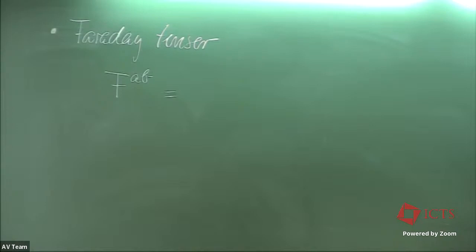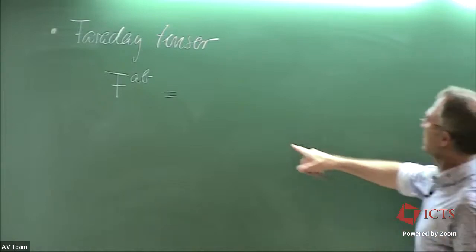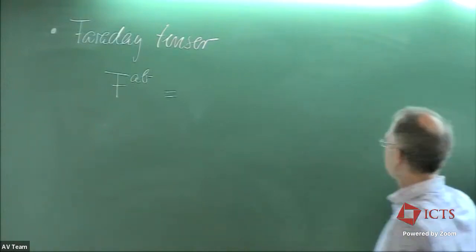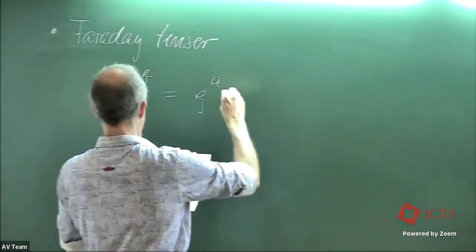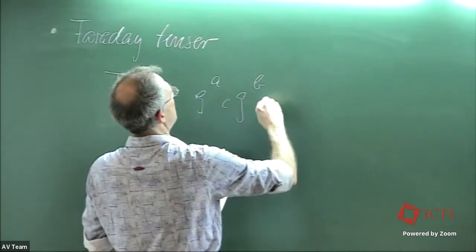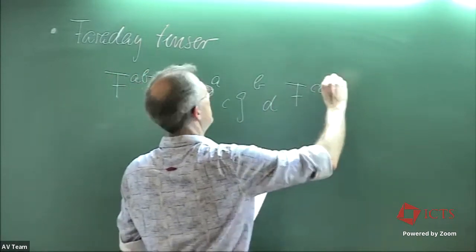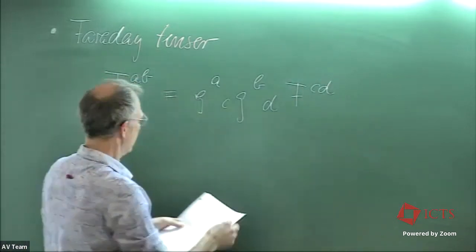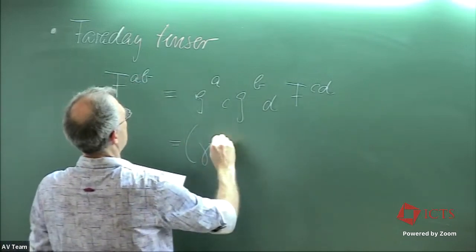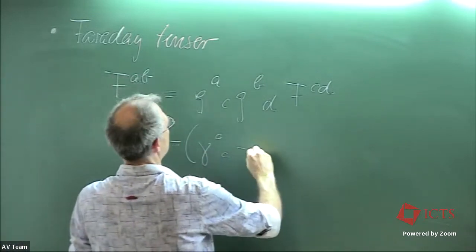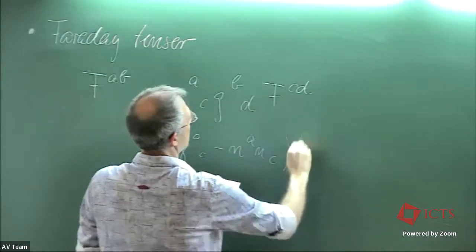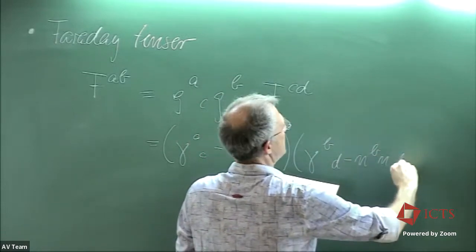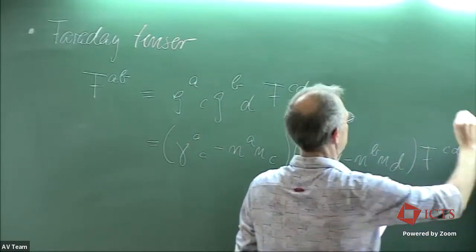Now, how do we do this? We'll use the same trick as yesterday. I'll insert two copies of delta, which is the same as g with an index upstairs and downstairs. So I write this as g_A^C g_B^D times F_CD. Now I write the g's in terms of the projection operator and normal vectors. So this is the same as (gamma_A^C minus n_A n^C) times (gamma_B^D minus n_B n^D) times F_CD.